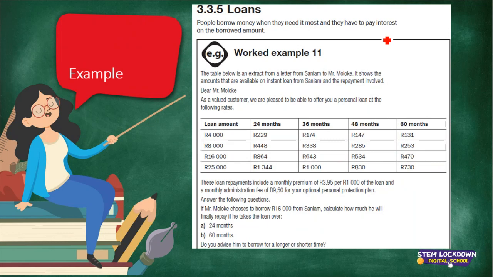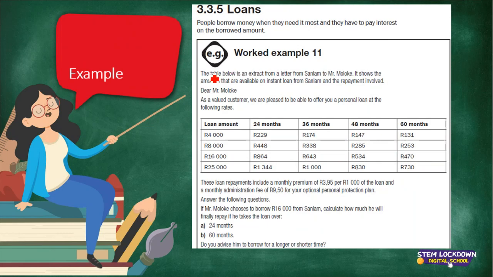Now, for our first example, I'll read everything before I read my questions. Learners tend to jump to questions without analyzing what is given. On top, it says, people borrow money when they need it most, and they have to pay interest on the borrowed amount. Example 11 was taken from a Mind the Gap textbook.